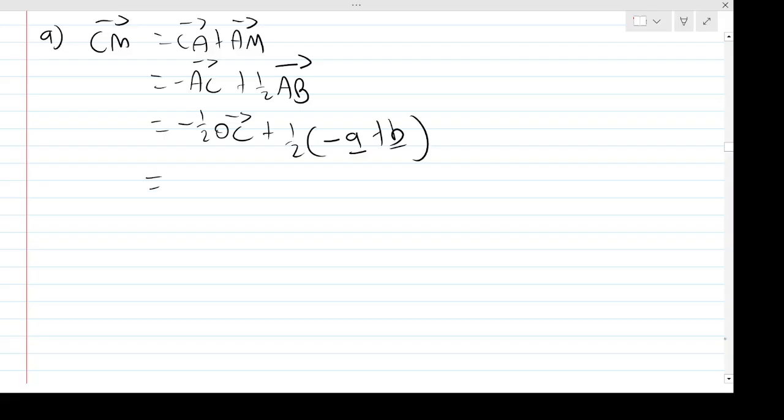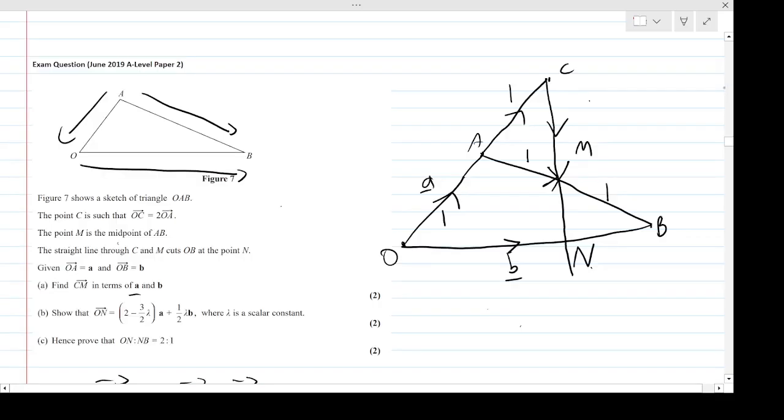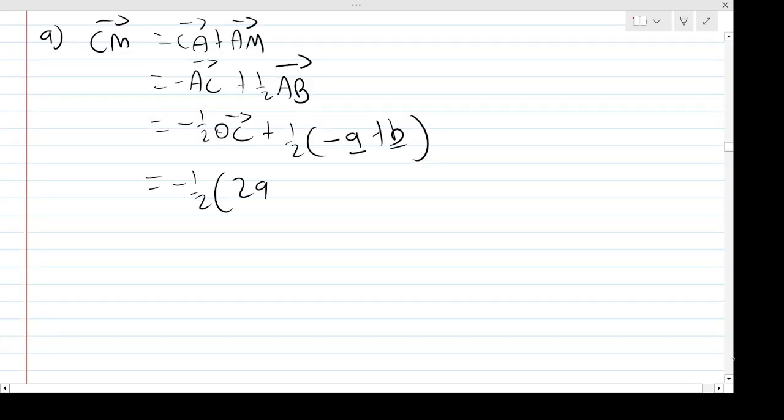So then I have a half of OC, but I need to find what OC is. I need to get that as an actual vector. So I need to keep decomposing vectors until I get an actual vector. So I then need to find O to C. Well, as we discussed, OC is two lots of OA. But what's OA? OA is just the vector A, so it's going to be 2 lots of A. There we are. And then I can just expand this.